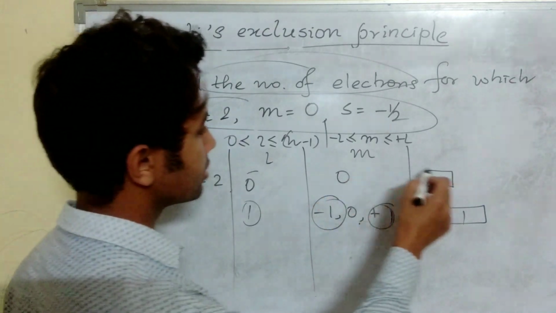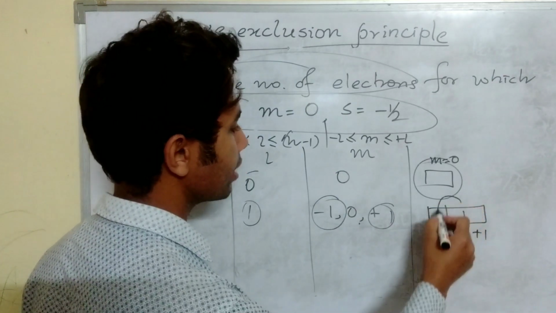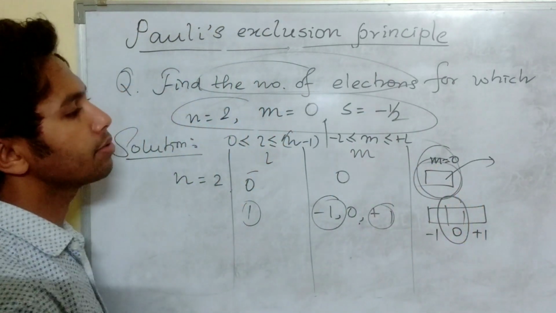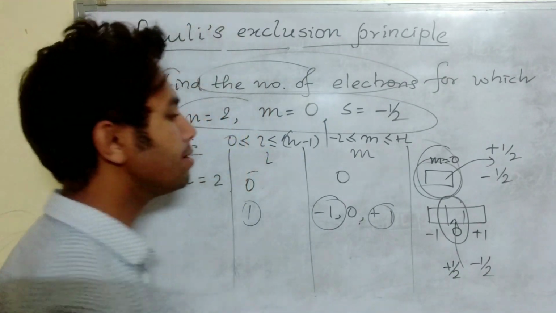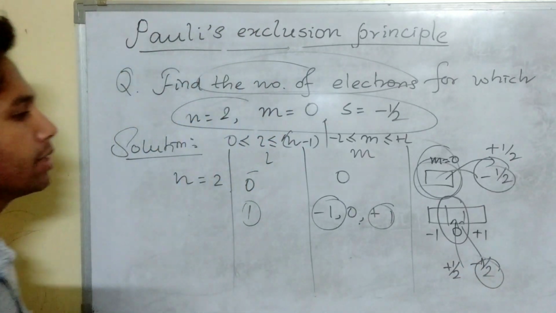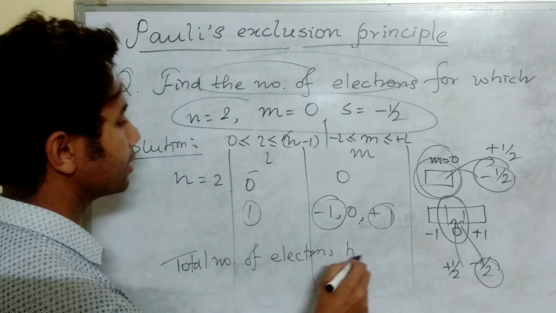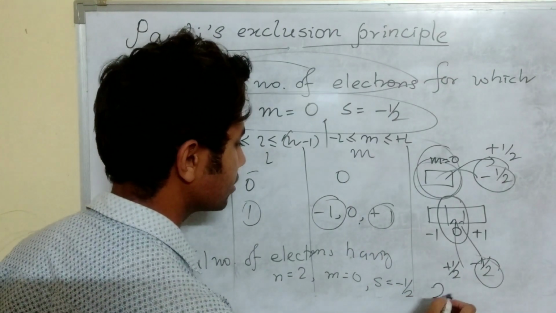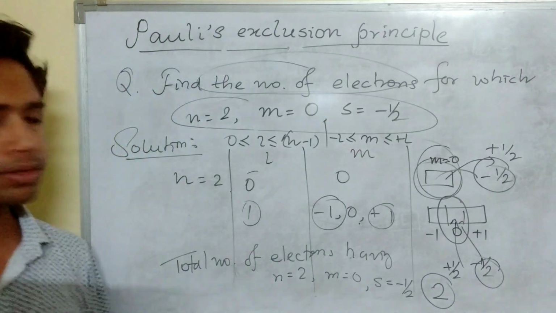Now m is equal to 0 for one orbital in the first case, and for one orbital in the second case. Each has a maximum of 2 electrons, one with +1/2 spin and the other with -1/2. So here we get one electron having -1/2 spin, and here another one. So the total number of electrons having n is equal to 2, m is equal to 0, s is equal to -1/2 will be 2.